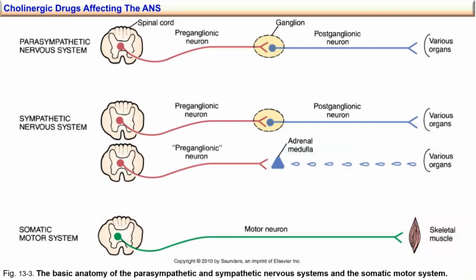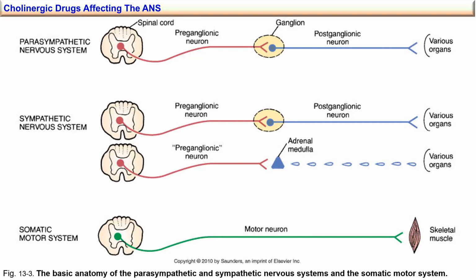Here we have the slight difference between the parasympathetic, sympathetic, and somatic motor systems. The somatic motor system has the motor neuron, which will regulate the skeletal muscle. So our focus in this lecture is on the parasympathetic and sympathetic. In the parasympathetic, we have a spinal cord, preganglionic neuron, ganglion, and postganglion, and then the various organs controlled by this system and its neurons.